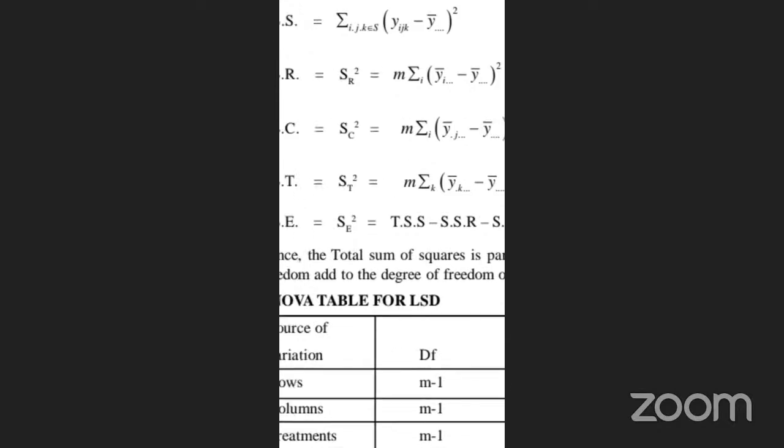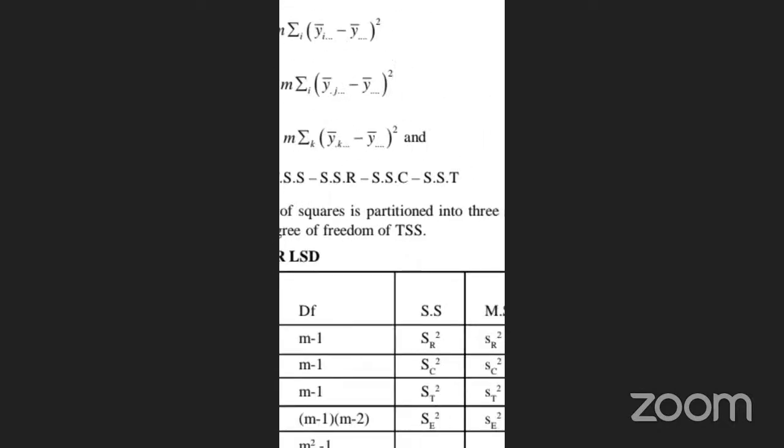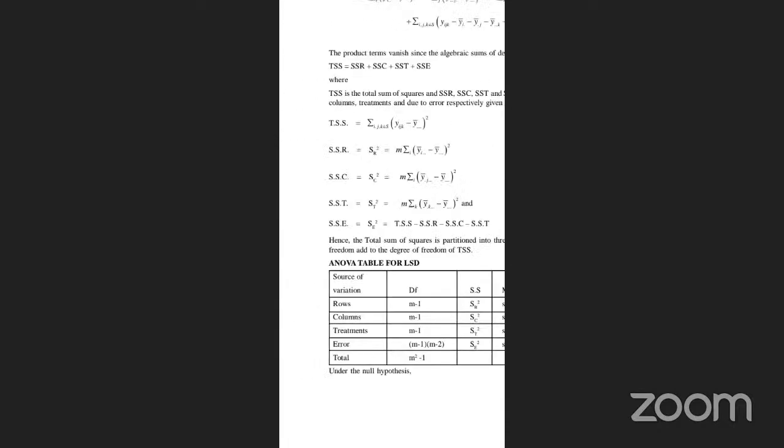Here C means column, R means row. SST is m summation over k of (y_k bar minus y bar) whole square. That is the total error: SSE is TSS minus SSR minus SSC minus SST. This is the total sum of squares partitioned into the three sums of squares, where the degrees of freedom, and the degrees of freedom in TSS, see here, I am writing, you have to see here.